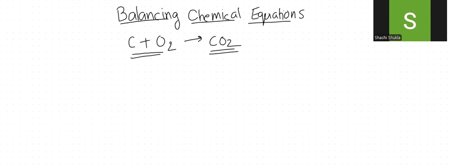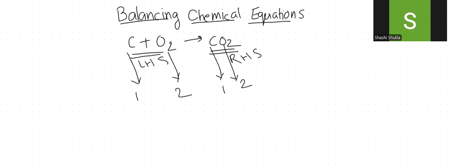So this side of the arrow is the left hand side and this side of the arrow is the right hand side. So in this equation, if you look at it, C has one atom, O has 2. Here C has 1, O has 2. So the number of atoms for carbon on the left hand side is the same as that on the right hand side, same for oxygen. There's 2 here on the left hand side of the equation, and for the oxygen it's 2 here. So it's a balanced equation.